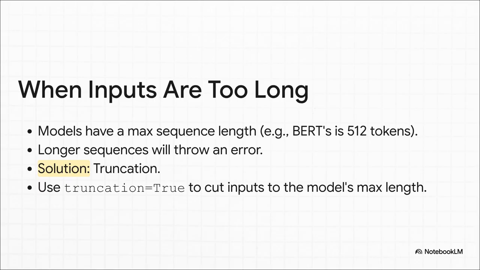Of course, you can have the opposite problem, right? What if your text is longer than the model's limit? BERT, for example, can only handle 512 tokens at a time. If you feed it more, it'll just throw an error. The solution is just as simple: truncation. You literally just chop off the end of the text to make it fit.